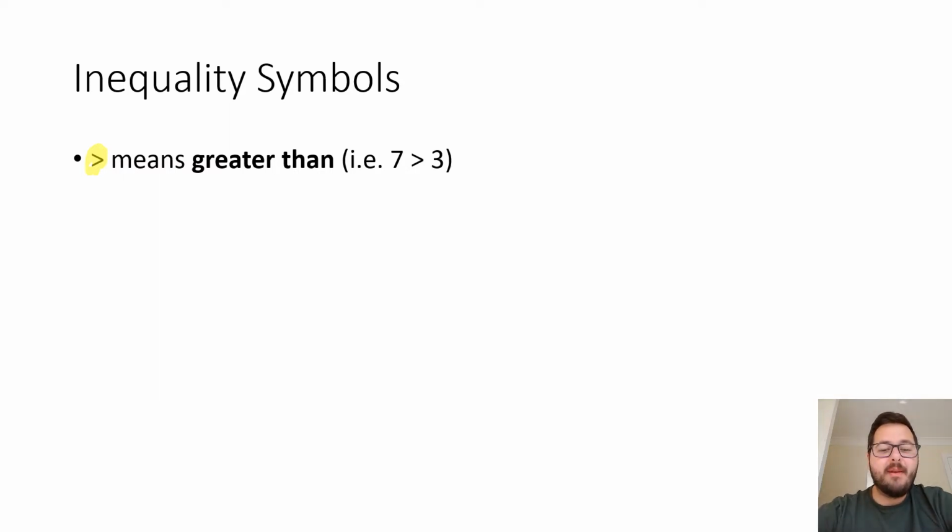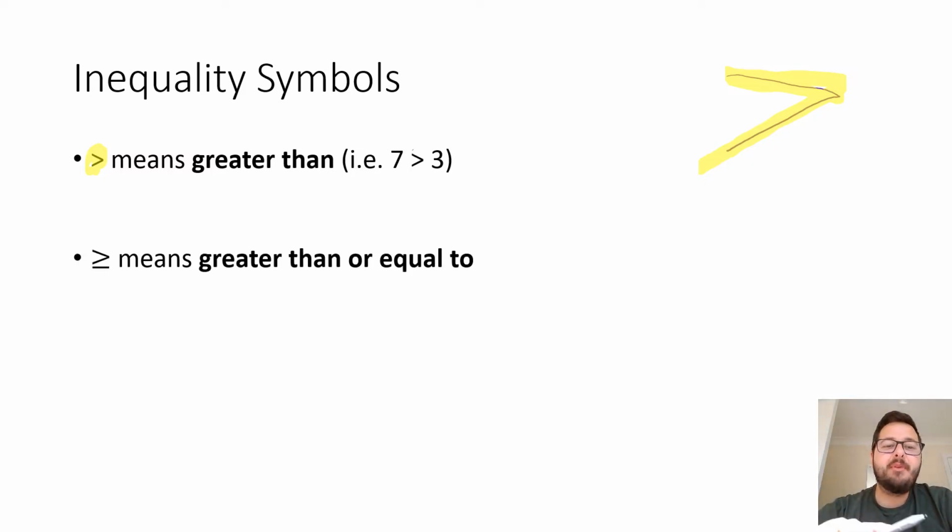Now the way I remember this is, always look at it as kind of opening up to the bigger one. If you imagine, it looks like this, just imagine this is opening up to a bigger number. So it's going small and it's widening to a bigger number. So 7 is more than 3 because it's closing down into a smaller number.